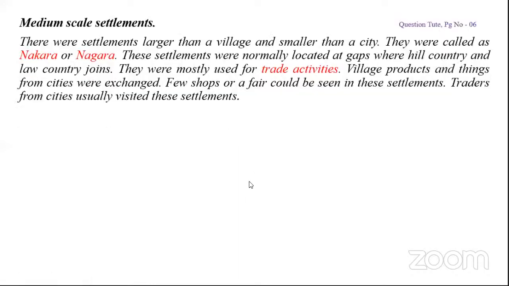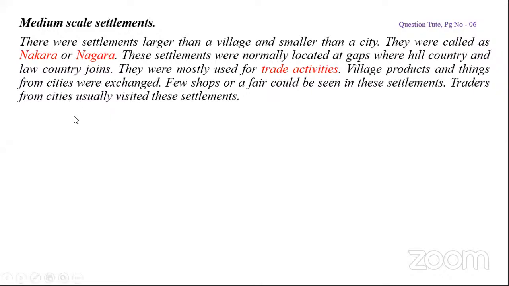Okay, moving on to the next one then. So medium scale settlements. There were medium scale settlements also, but you see, in your textbook this is not given. Even though something is not given in the textbook, it's okay. Sometimes they have asked to explain 3 types of settlements, then you have to use this one.